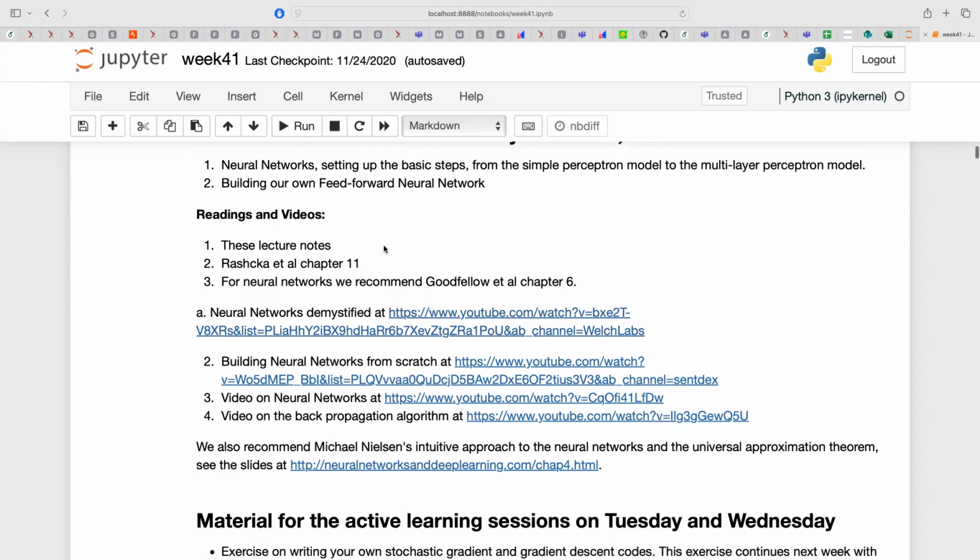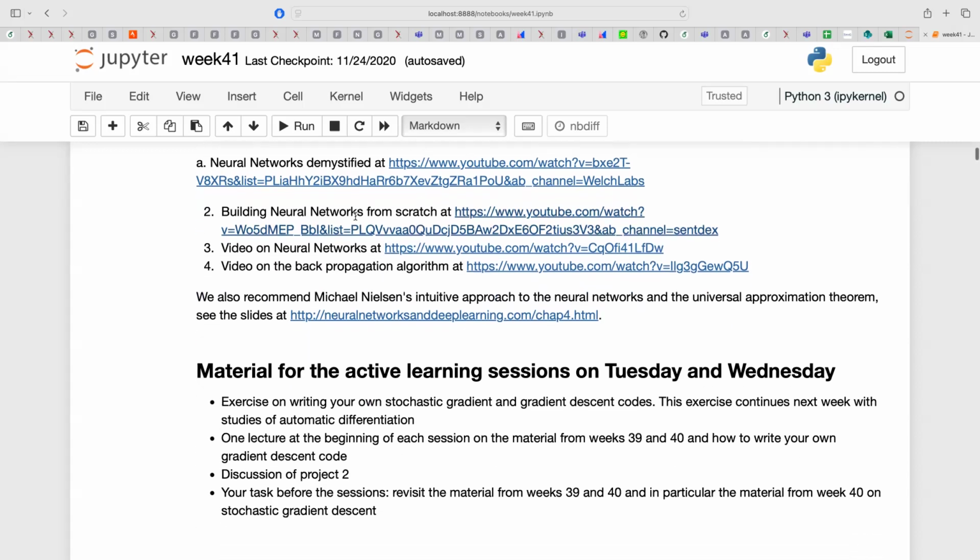Now, Raschka's chapter 11 is the one which gives you a lot of information on actually how to develop the codes, but there are lots of code examples in the notes here which you can follow. So the idea is actually we build from scratch our own code, but you can use the codes for gradient descent and obviously automatic differentiation, which we are going to discuss today as well.